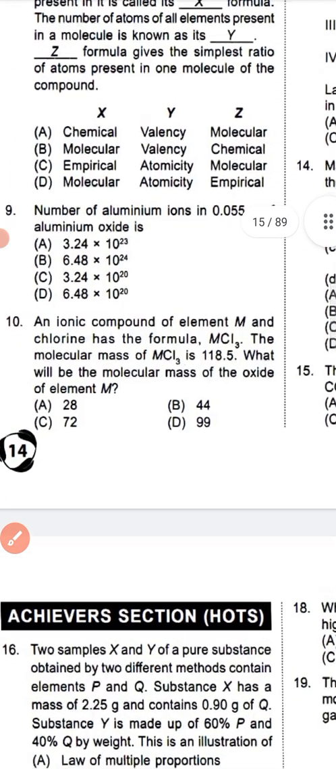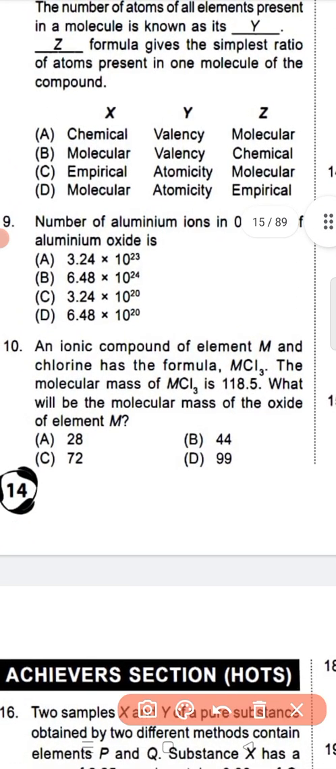Next, question number 10. An ionic compound of element M and chlorine gas has the formula MCl3. The molecular mass of MCl3 is 118.5. What will be the molecular mass of the oxide of element M?